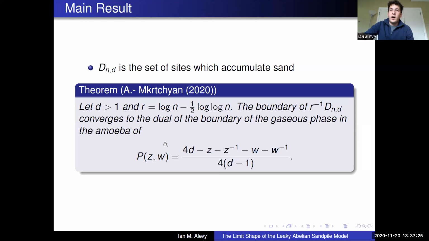Okay, I'll mention a little bit about what amoebas are later if there's time, but I want to also comment that this polynomial here is associated to the underlying graph and to the toppling rule. And if you change the graph or change the toppling rule, you'll get a different polynomial, but you can adapt the techniques in our paper to compute the limit shape for these more general cases.